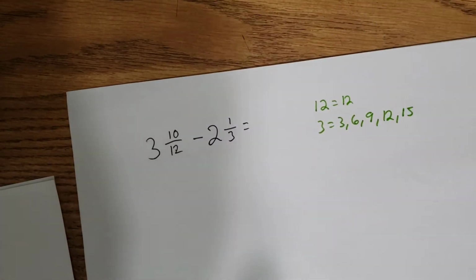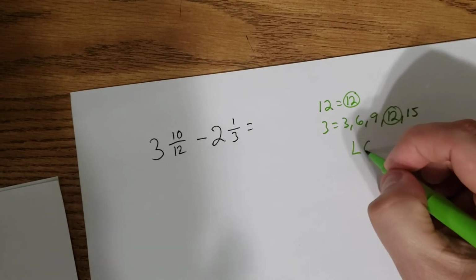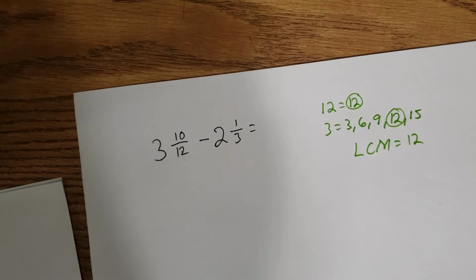Now I can start doing some of my 12s. 12 times 1 is 12. Does 3 have a 12? Yeah, it does. Right away again. We got it fast. LCM equals 12. Why are we doing that? What do we need that LCM for?